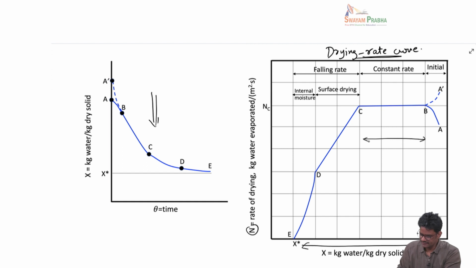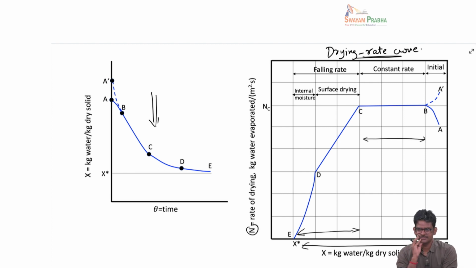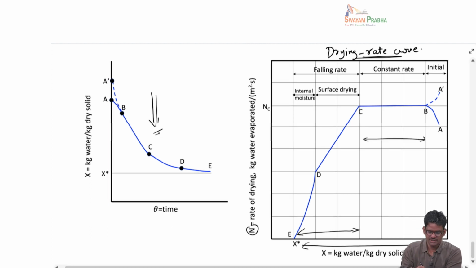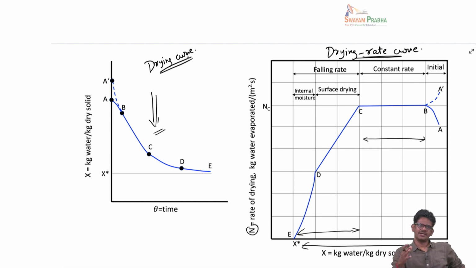And then there is another region, between here and here, where the drying rate decreases with the moisture content. Okay, so these are very much characteristic features of this drying curve itself. So this is a drying curve, this is a drying rate curve. So we may ask: why is the drying rate constant over a certain moisture content, and after that, why is the rate decreasing?